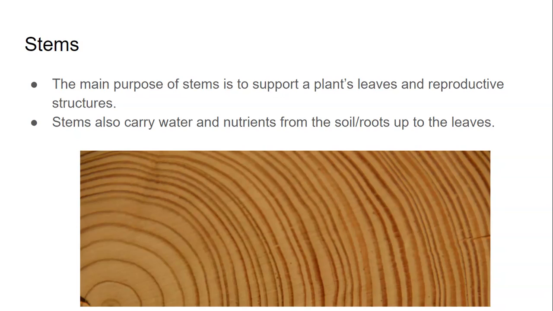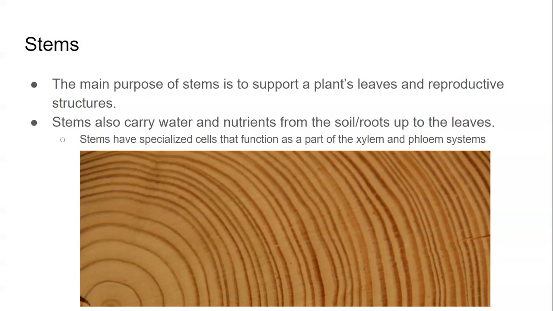So it can go kind of back and forth. We know that the roots are all the way at the bottom. The leaves could be very far up if you have something like a tree that's 100 feet tall or so. So they have to be able to move that water and nutrients back and forth. And stems have those specialized cells that perform the functions of water and nutrient movement as part of the xylem and phloem systems. So that's all that I have for you today, and go explore further.